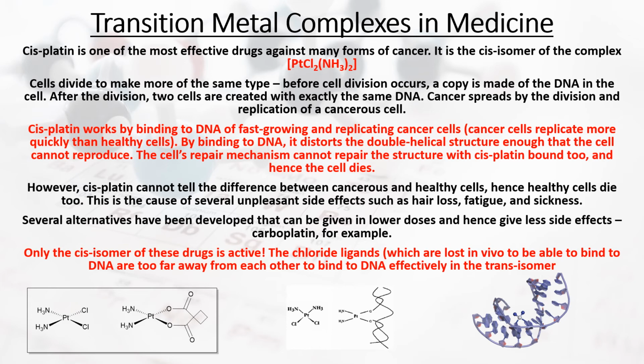Now, transition metal complexes are often used in medicine, and one of the most common and well-known ones is cisplatin. This is one of the most effective drugs against many forms of cancer, even though it was synthesized and first made many dozens of years ago. So it's quite an old drug, but it still works quite effectively.